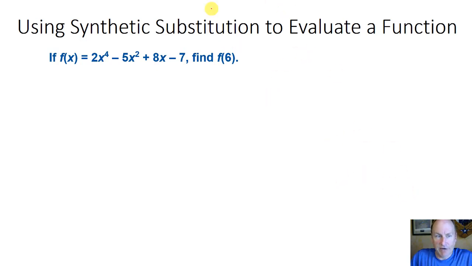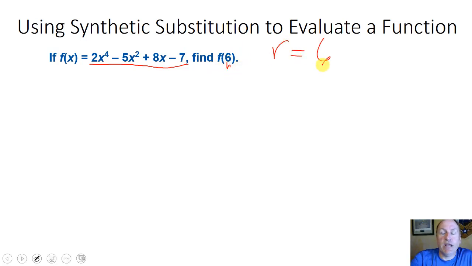Let's look at an example of using synthetic substitution to evaluate a function. Let's take a more complicated function: 2x to the fourth minus 5x squared plus 8x minus 7, and we want to find f of 6. Certainly we can do direct substitution of 6 for x and find the answer, but we can also use synthetic substitution. We set up a synthetic division of this polynomial using x minus 6, or an r value of 6. Whatever we get as our remainder from dividing 2x to the fourth minus 5x squared plus 8x minus 7 by x minus 6 is going to be f of 6.